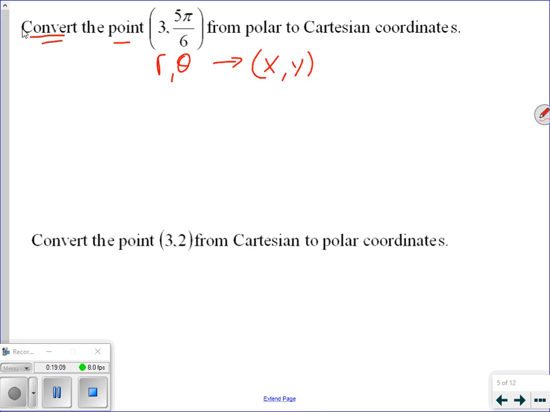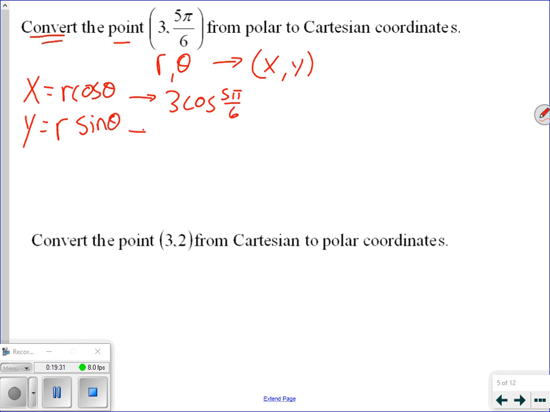We know that x equals r cosine theta and y equals r sine theta. So all you've got to do is plug r and theta into both of those, and you've got your x and your y. It's that simple. So if I plug r and theta in, x is 3 cosine of 5π/6, and at the bottom, y is 3 sine of 5π/6.